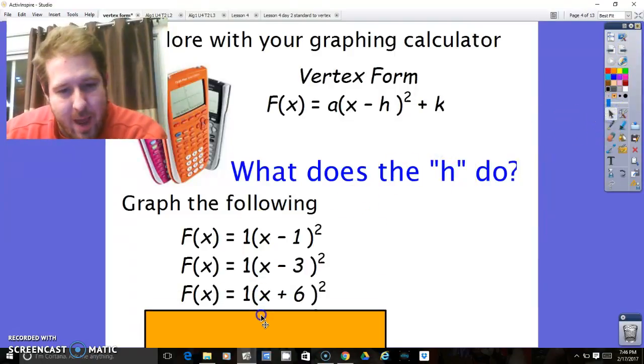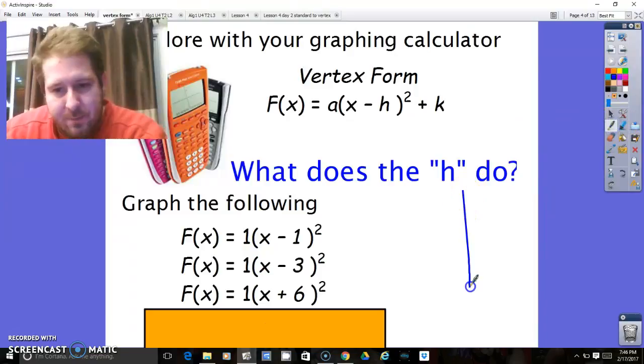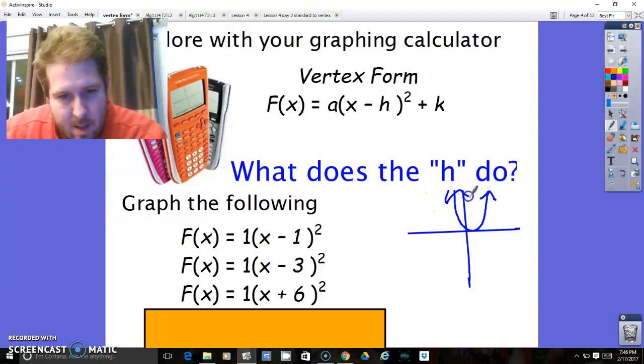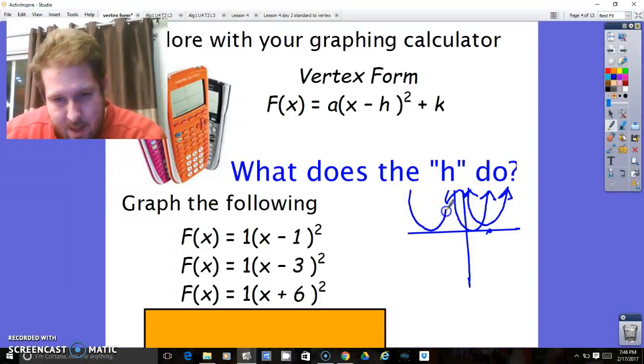So then we want to explore h. Now all of these functions, when you graph them, the first one ends up looking like this. The second one is going to end up looking like this. Oops, I kind of missed that. It should have been here on the x-axis. The vertices should have been right there. And then the last one should have looked something like this.